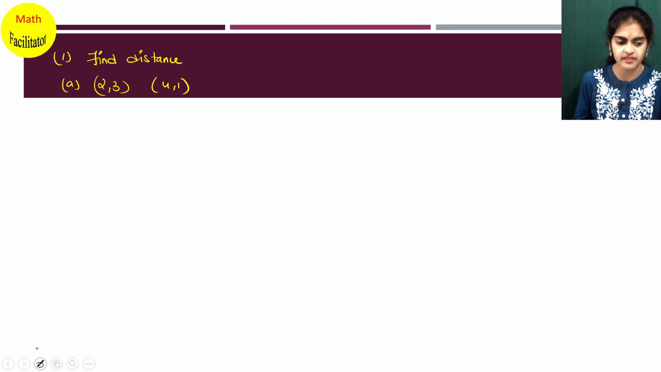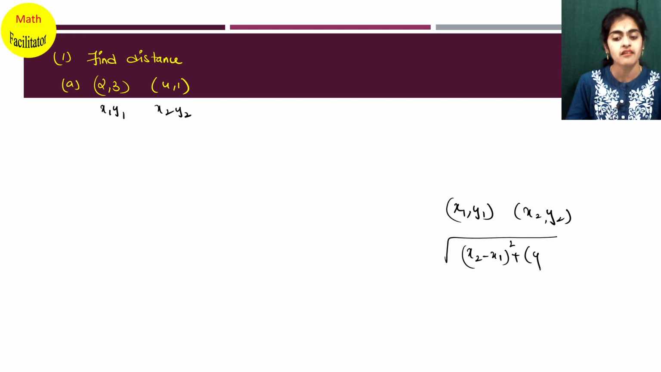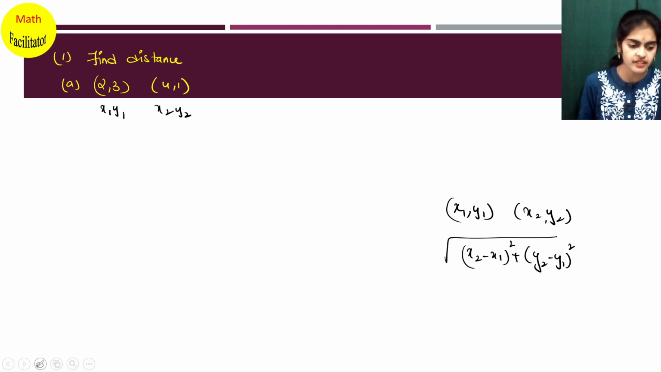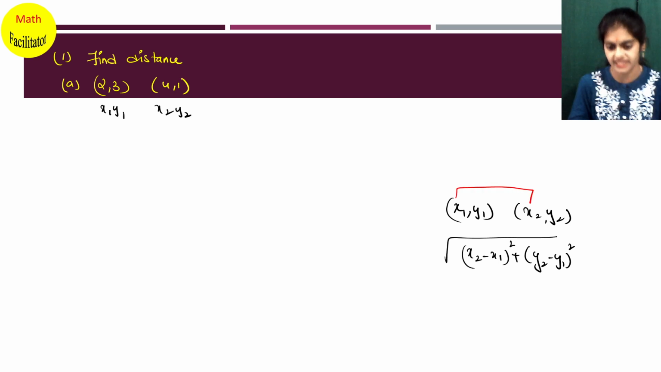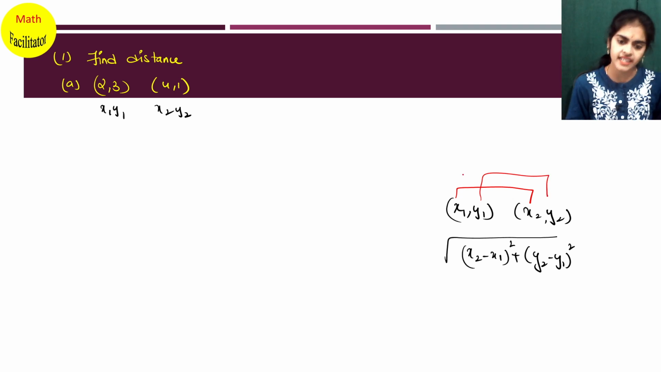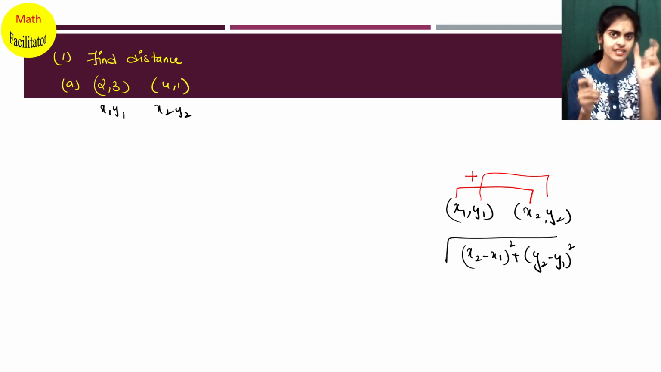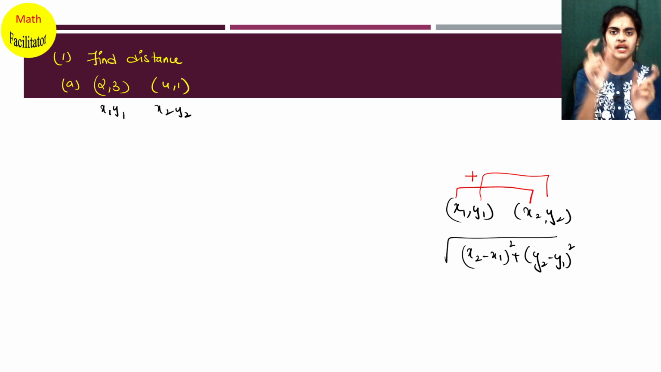Okay, so to find the distance between these 2 points, have a look here. I'm just assuming this as x1 y1 and this point as x2 y2, because we know that distance between any 2 points x1 y1 and x2 y2 is nothing but root over x2 minus x1 whole square plus y2 minus y1 whole square. So what are we doing here? We are just taking the difference of the x coordinates. X coordinates we are subtracting and squaring it, and then y coordinates we are subtracting and squaring it, and we are adding both of them. Okay, so root over all this. So root over x2 minus x1 whole square plus y2 minus y1 whole square.